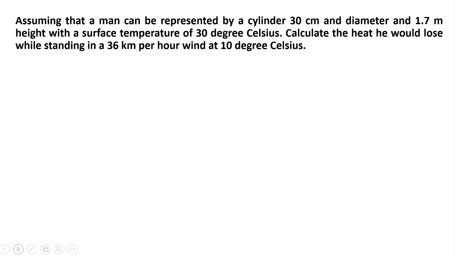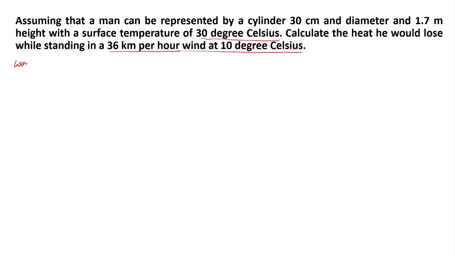Assuming that a man can be represented by a cylinder of 30 centimeter diameter and 1.7 meter height with a surface temperature of say 30 degrees Celsius, calculate the heat he would lose while standing in a 36 km per hour wind at a temperature of 10 degrees Celsius. So now we move to the given condition.